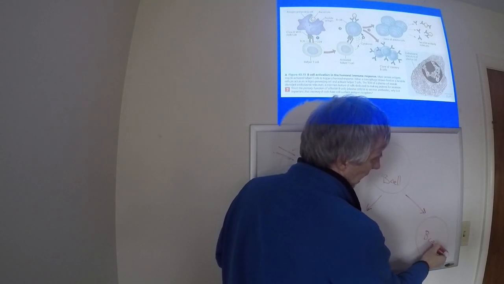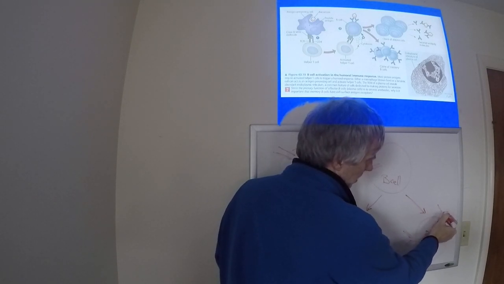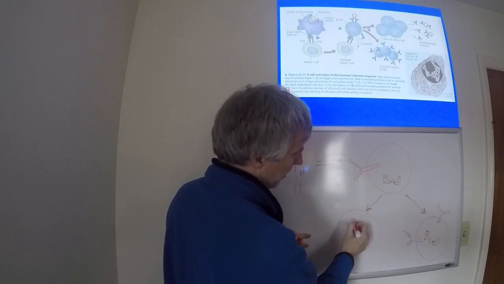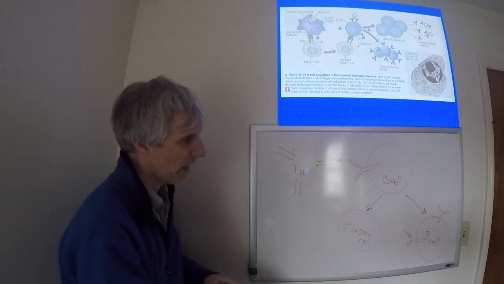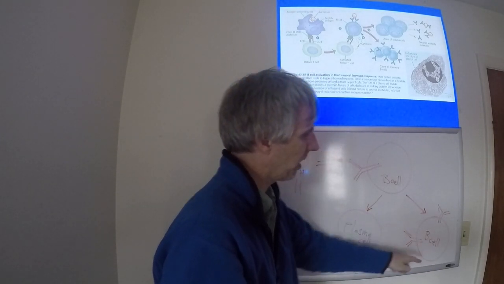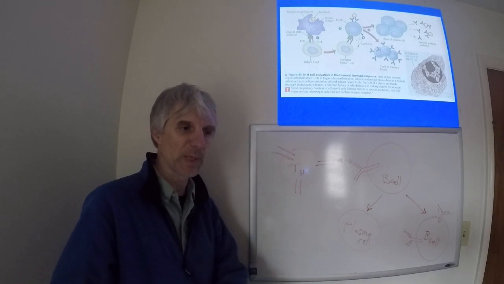One of these cells stays as a B cell, and one of these cells becomes a plasma cell. And then these cells proliferate to produce more B cells and more plasma cells. Plasma cells from plasma cells, B cells from B cells.